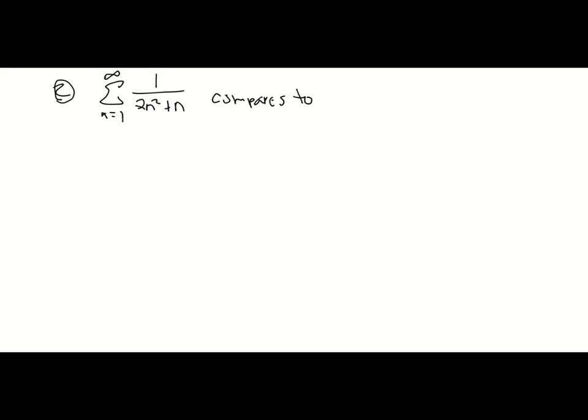So our other helpful thing to think about is that if you have a polynomial in the numerator and or the denominator of the sum, all but the leading term can be deleted without affecting convergence or divergence. The leading term would be the one with the highest power of your variable. So we're going to say that this one compares to the sum from n equals 1 to infinity of 1 over 2n squared.